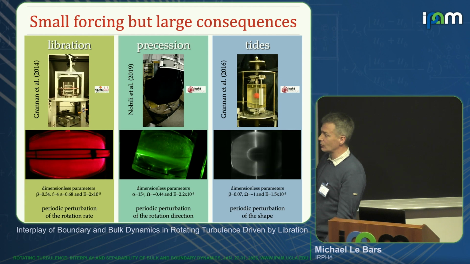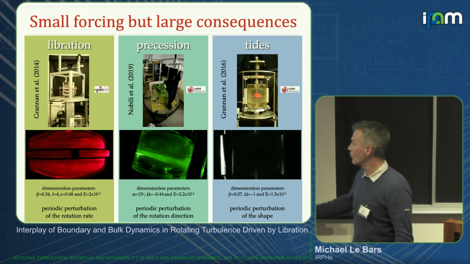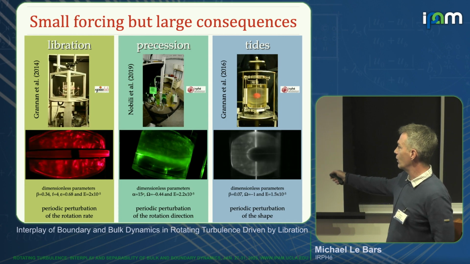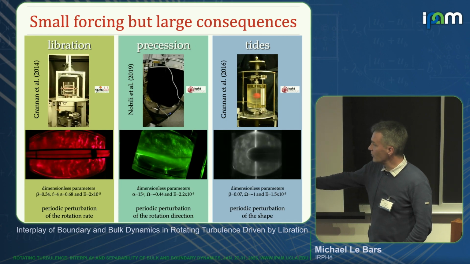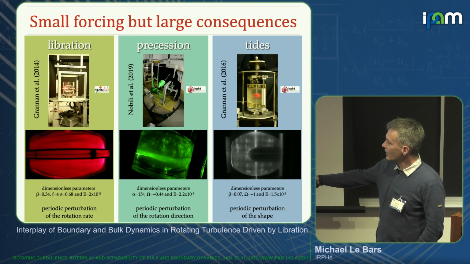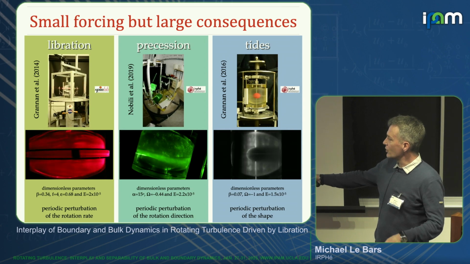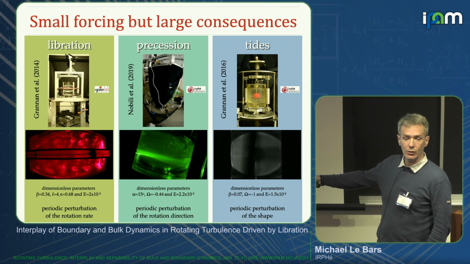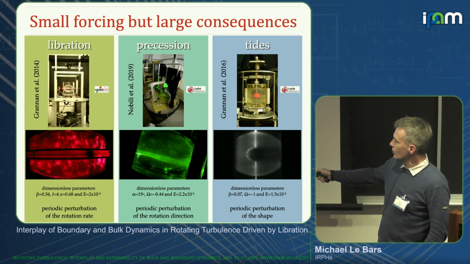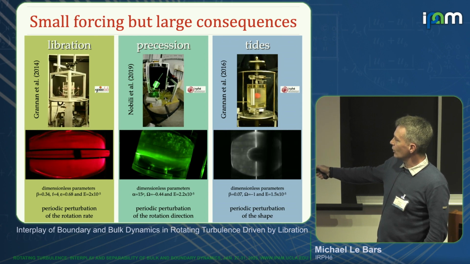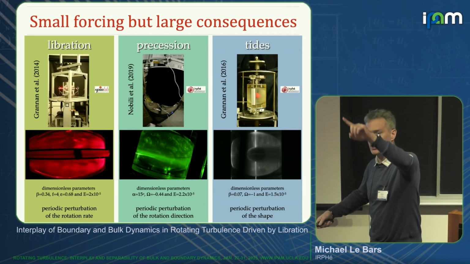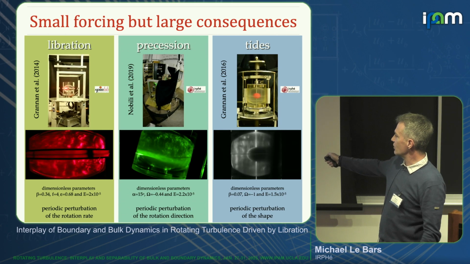And I show you here, so it has been a long work, both here at Spin Lab and also in my lab at IRC, examples of different setups. So this setup is for libration. You see you have a tank here, which is oscillating on a rotating table. Here it's precession, so you see you have a spheroidal tank here, rotating along an axis which is inclined, and this axis is also rotating as a function of time. And this is a tide experiment.